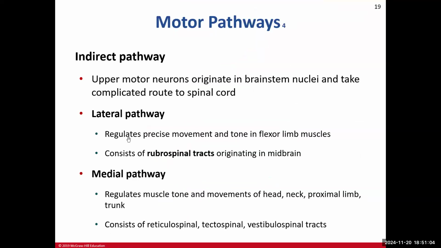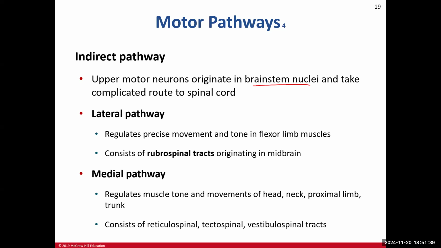All right, real quick on a couple of these other motor pathways here. They're not really exciting. There's not really too much to talk about, but the indirect pathways here. This is what, remember I told you, our upper motor neurons are going to originate in a couple different places, in the primary motor cortex, or they can originate in the brainstem here. So if you notice up there, it says they take a more complicated route. I am not going to go over that with you guys. I just want you to know the general portions to this.